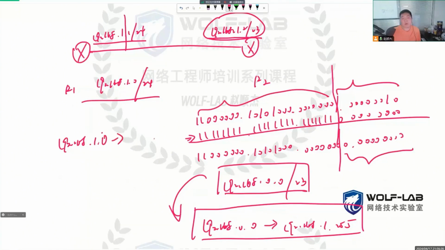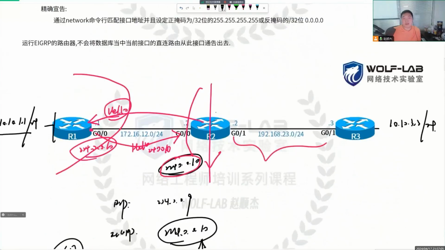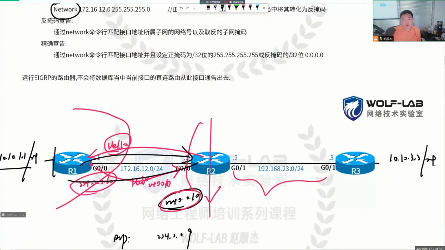Can they access each other? Yes, they can. Although they are different network segments, they can access each other. We mentioned before that the conditions for EIGRP neighbors are actually very simple. If they can visit each other and ping each other, then you can establish an EIGRP neighbor relationship. At first glance, the two belong to different network segments, one belongs to /23 and one belongs to /24, but they can access each other. Then you can establish an EIGRP neighbor relationship.